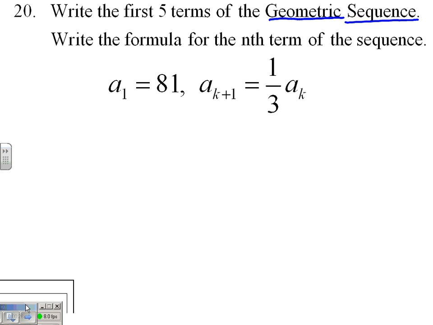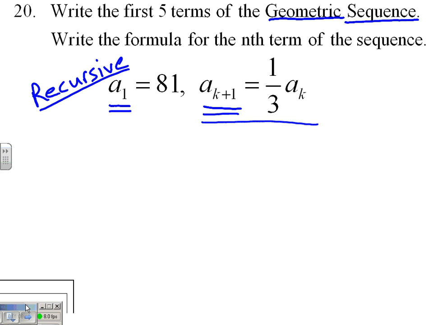Each step of the way we're multiplying by 2. Okay, they're claiming this is a geometric sequence and we're supposed to find the first 5 terms. Hopefully we recognize this type of structure or definition as being recursive. There's a vocabulary word for the day. A recursive definition generally tells us what the first term is and generally gives us a structure involving a sub k plus 1.